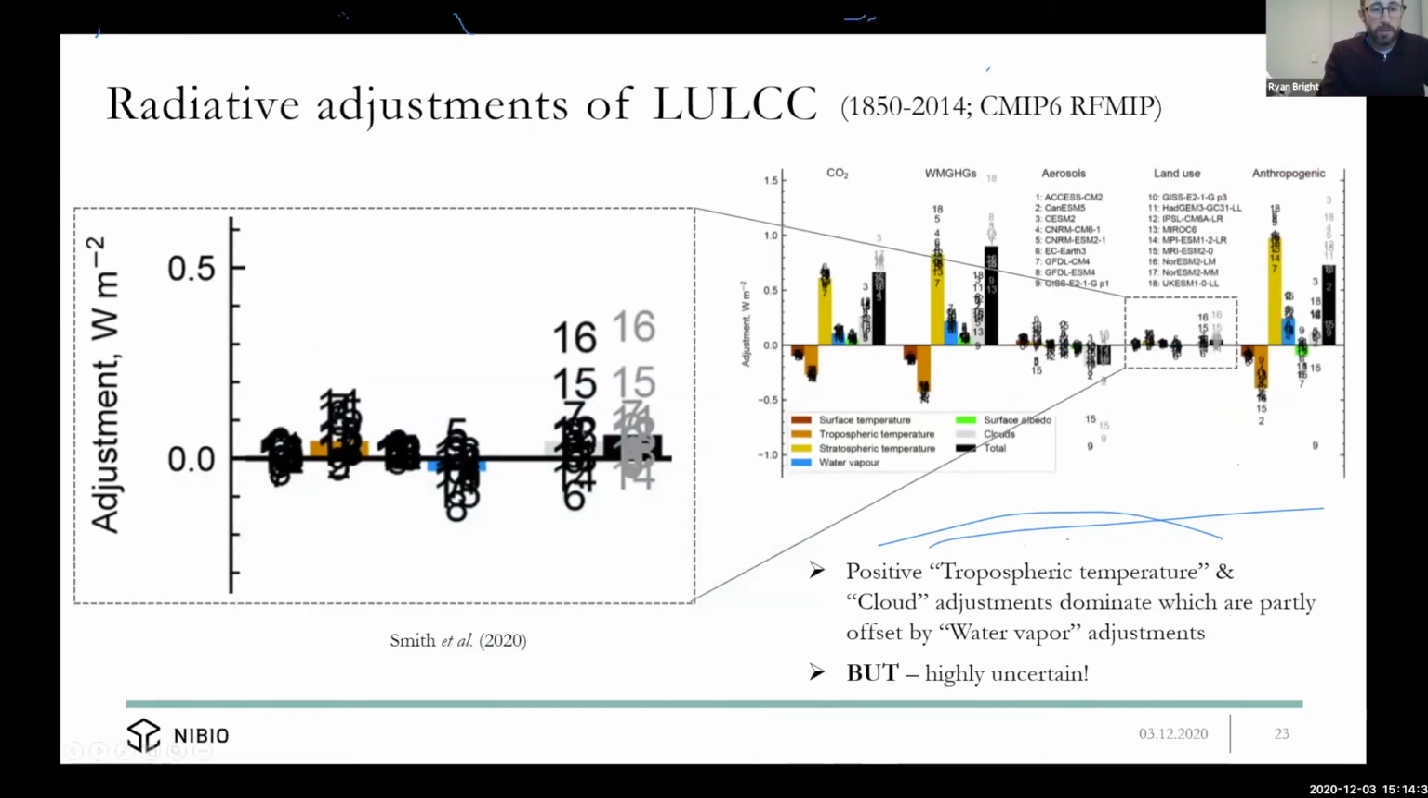So what are the relative adjustments for land use and land cover change forcings? Focusing on the multi-model means, or basically the extent of these color bars, this figure suggests that they are dominated by tropospheric temperature and cloud adjustments, which to some extent are offset by water vapor adjustments. But the takeaway here is that the models do not agree on the sign of these adjustments. They're highly uncertain.